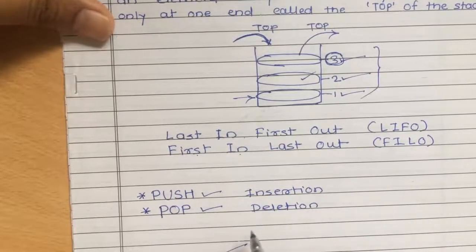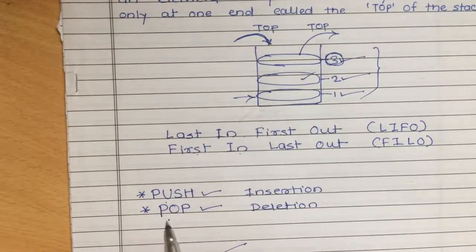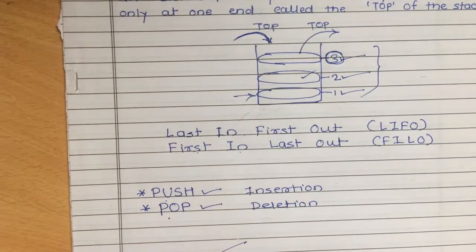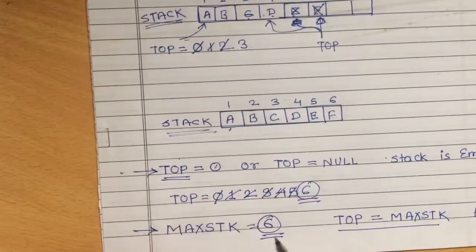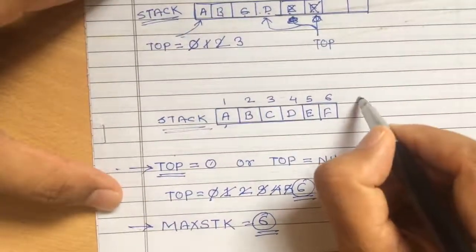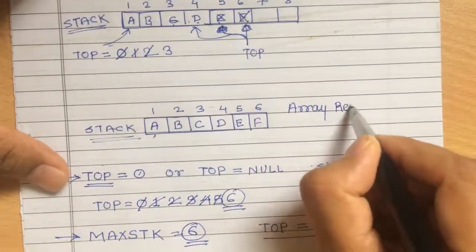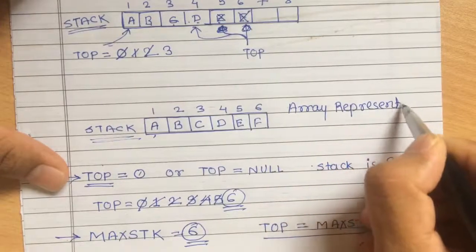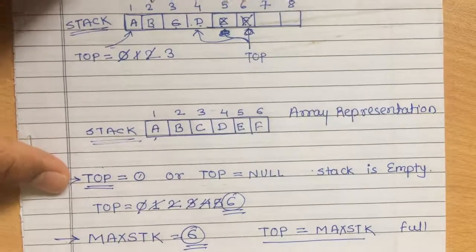Again, for insertion and deletion we use two terms, push and pop, and these two terms are used in the case of stack only. In other data structures we are not going to use these two terms. Push means insertion and pop means deletion of an element from the stack. Here I have shown the array representation of stack. Here we have used a linear array.